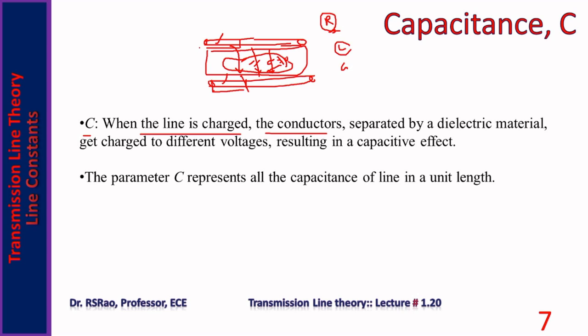Now see, when the line is in working condition, one conductor will be at one potential, let us say negative, and the other conductor at another potential, positive. So we have two conductors at different potentials, separated by a dielectric. It is similar to a capacitor. So it exhibits a certain amount of capacitance. Per unit length, what is the capacitance? That is modeled through the parameter C.